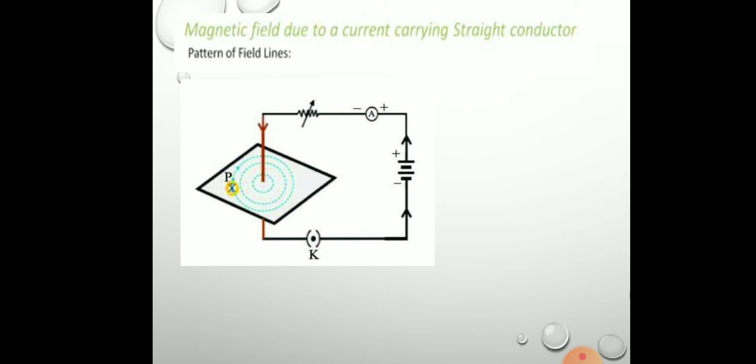When the key is closed, what happens? There was another arrangement, a white cardboard fixed in such a way that the wire is perpendicular to the cardboard. That means the wire was passed through a hole in the middle of the cardboard.